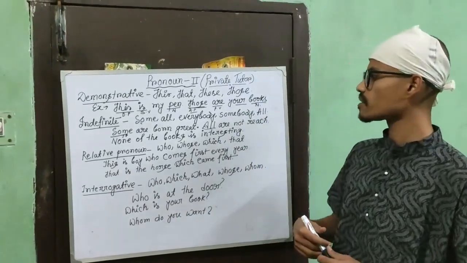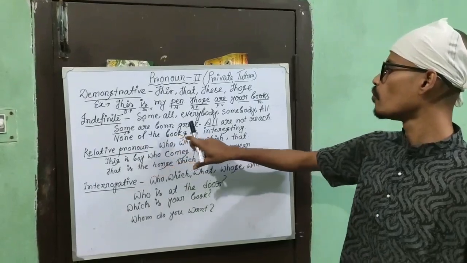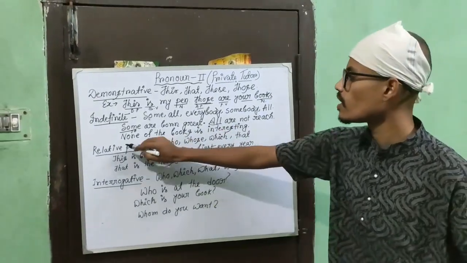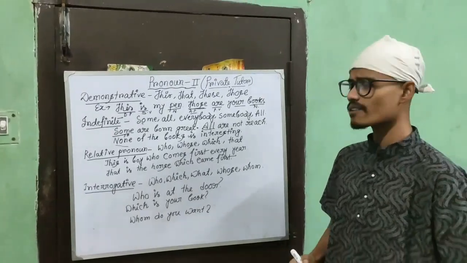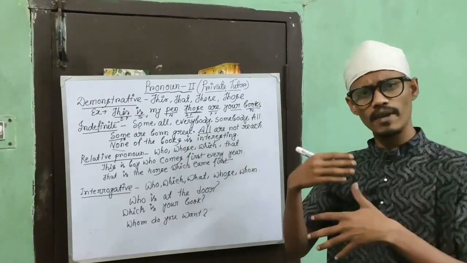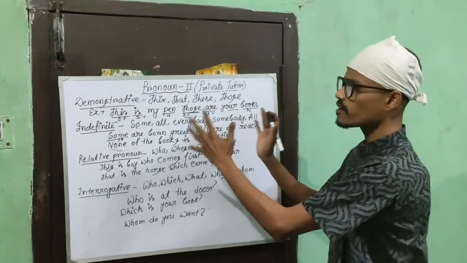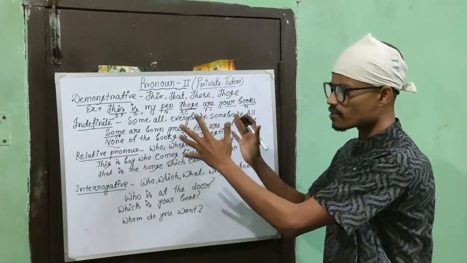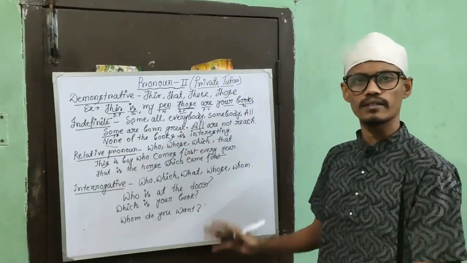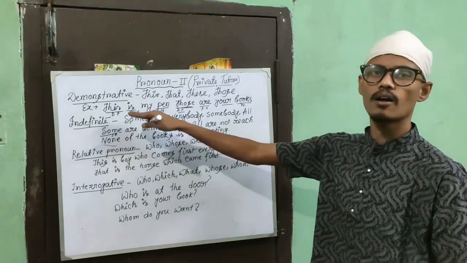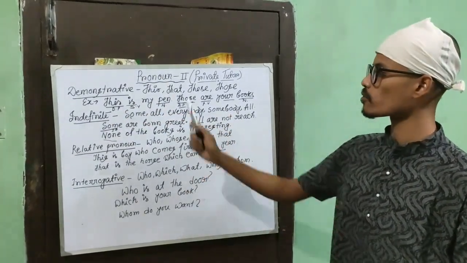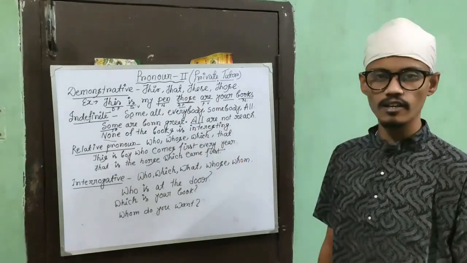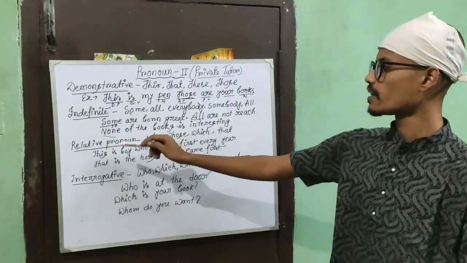In the next example, none of the books is interesting. The word none is the indefinite pronoun because it is not suggesting, time and again I am saying the same thing, all these pronouns are not suggesting anyone in particular. That's why these pronouns are known as indefinite pronouns. So we have completed demonstrative, we have completed indefinite. So let's move on. Relative pronoun.